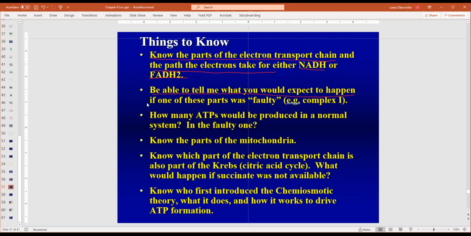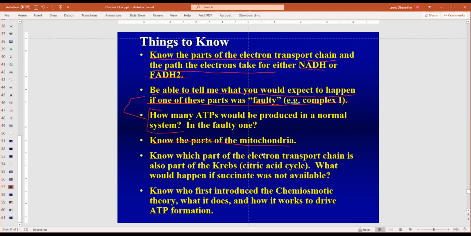There's going to be some questions on the test like what I just asked you. So if there's something faulty, I might ask you on the test. You should be able to tell me what the outcome would be, and how many ATP are produced. It's the same thing that we just did on those exercises. Make sure you know the parts of the mitochondria. I'm going to ask you on the test.